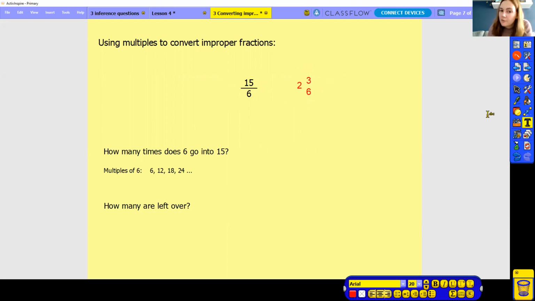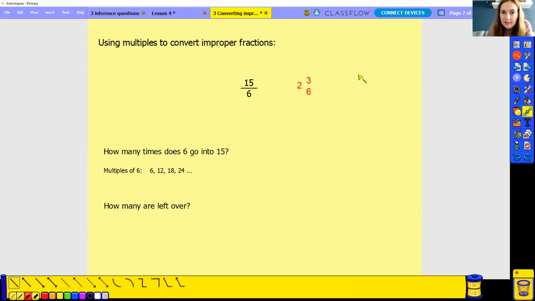Now, if you remember a little bit from yesterday, you might then be able to simplify that fraction. And if you simplify that fraction, it'll become 2 and a half. Okay, so we've got 2 and 3/6. So how many left over? We've got 3/6 left over. We've got 2 full ones.